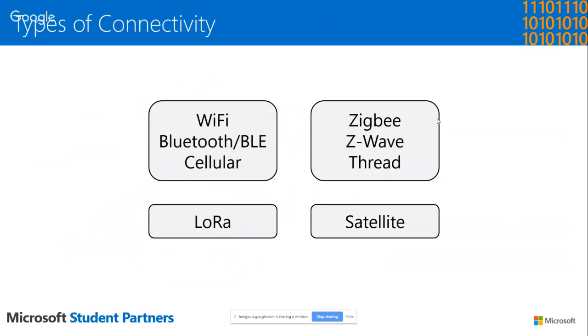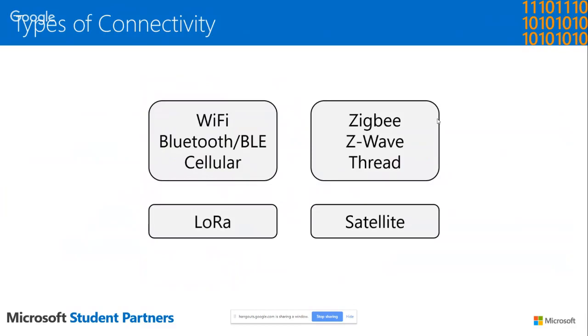The third category is Zigbee, Z-Wave, and Thread. These are all communication protocols that are used for smart home technologies. So if you have a SmartThings hub, that's going to be either Zigbee or Z-Wave, depending on if you're doing door locks or smart thermostats. If you have a Nest thermostat, that's actually running on Thread.